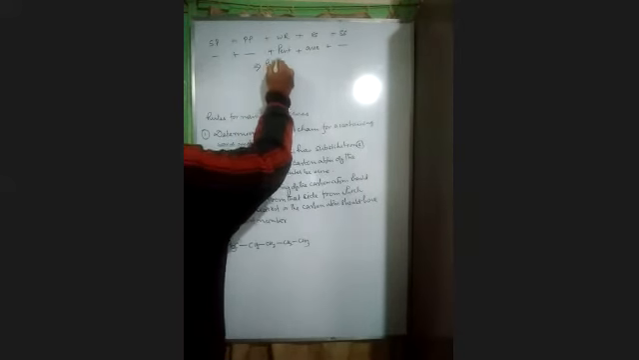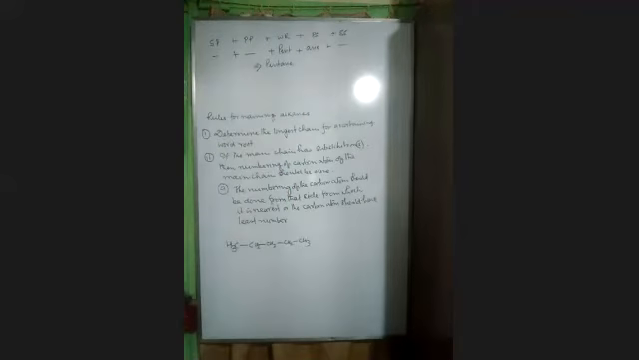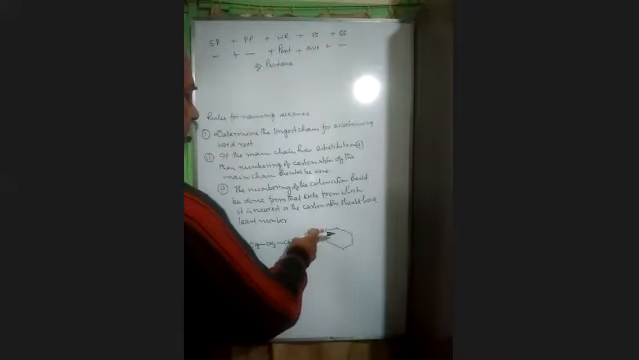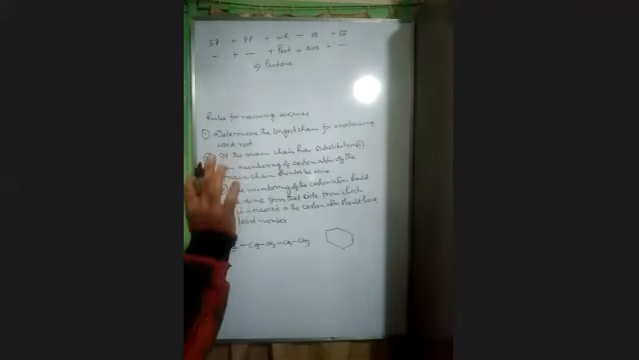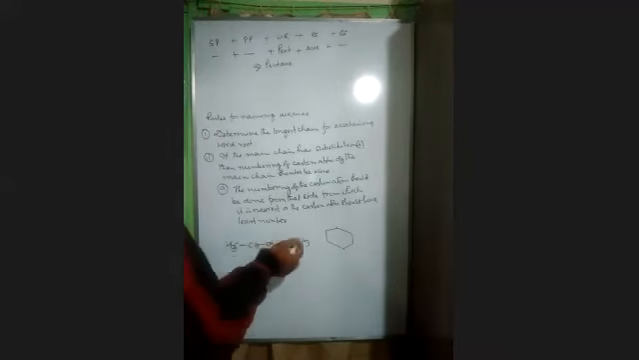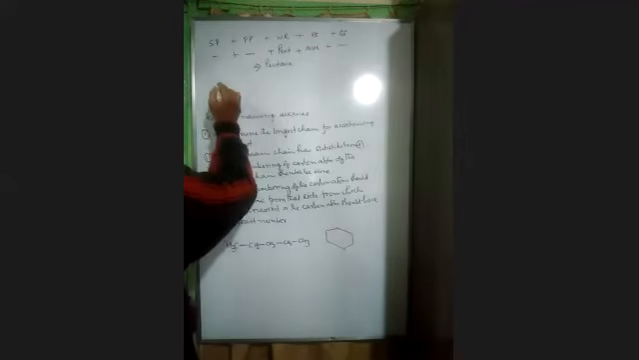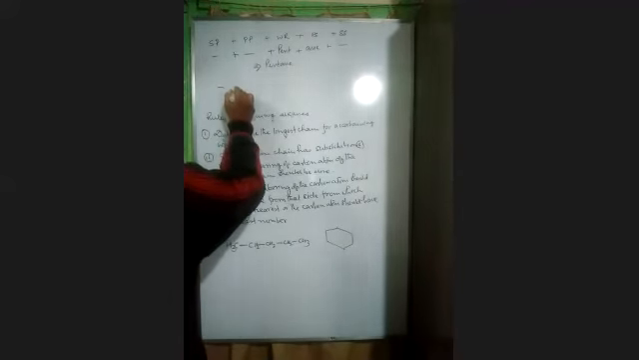What is the name? Name is pentane, and this is a single word. You should not give any gap. How many carbons does it have? 1, 2, 3, 4, 5, 6. It does not have any substitution. So what will be the name?